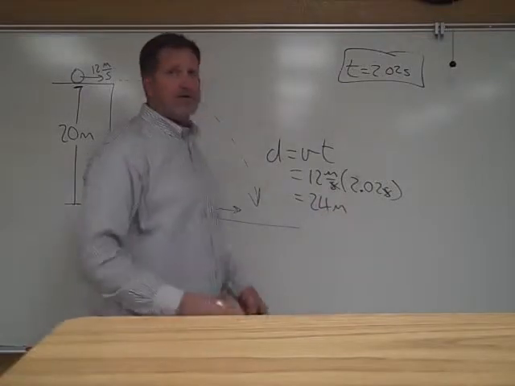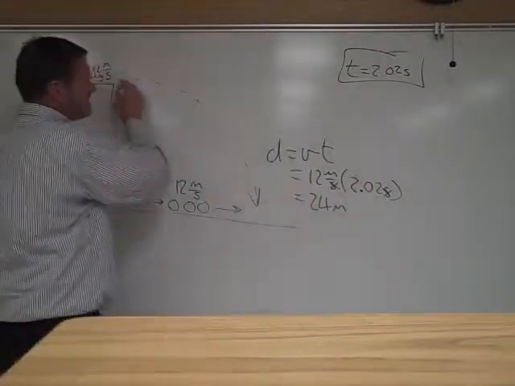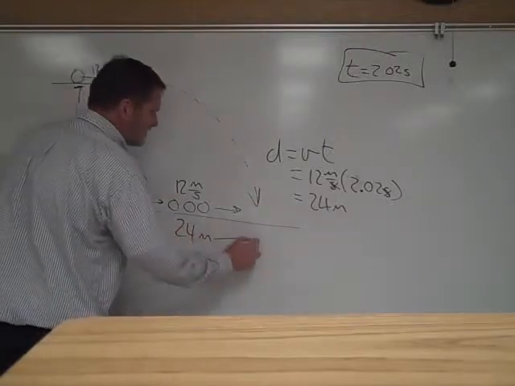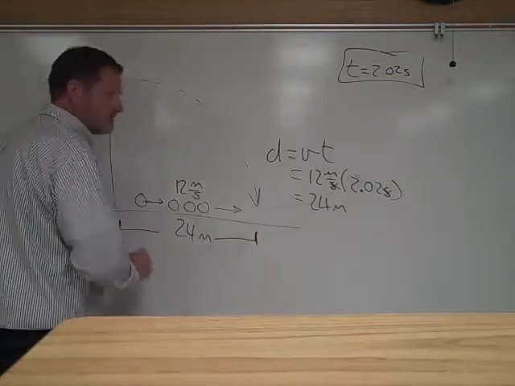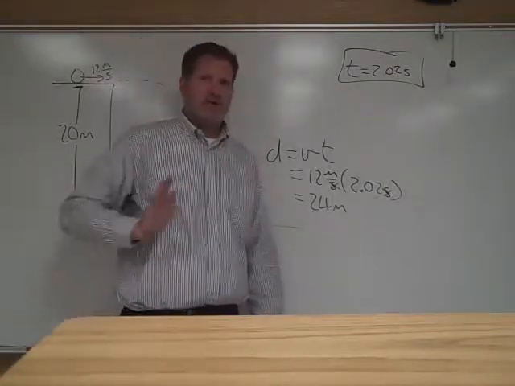24 meters. So the ball will roll 24 meters in 2.02 seconds, which means the ball will land 24 meters downrange. Again, we solved it in the Y direction, then we solved it in the X direction.